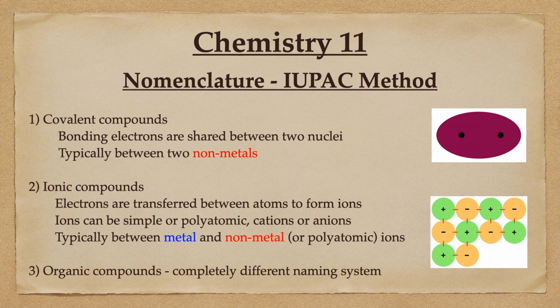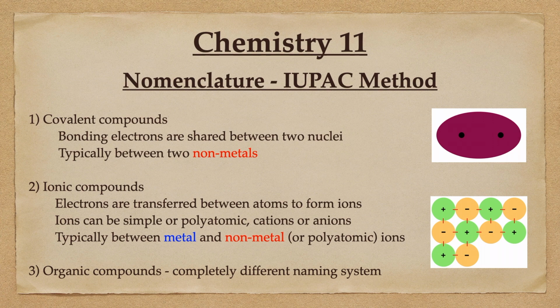Once we've established when covalent bonding and ionic bonding takes place, next we can describe how to name them. There is a third kind of bonding, organic compounds, but that has a completely different naming system, and I will deal with that in a different video.